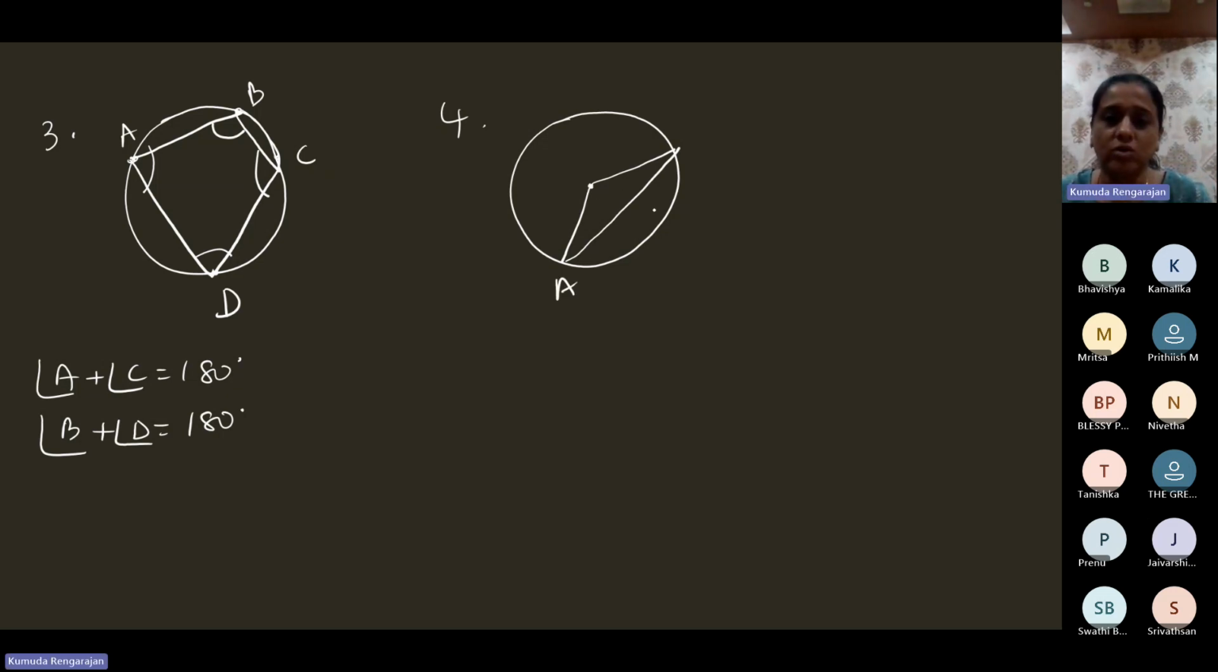Now AB is a chord, O is a center. This triangle is isosceles because OA is equal to OB, radii of the circle. Therefore, triangle AOB is isosceles, which means this angle is equal to this angle.